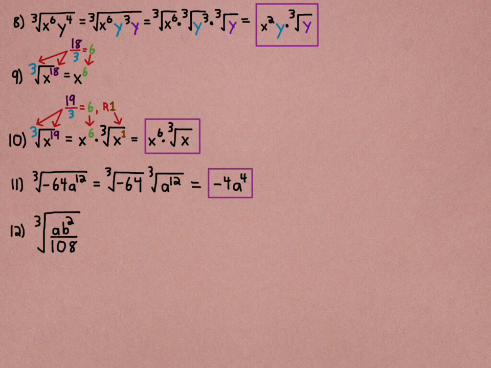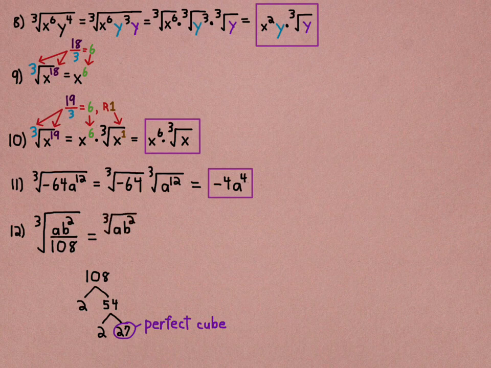Okay, so cube root of ab squared over 108. 108, I have to figure out if there's any perfect cubes in there. So I just use this little tree factoring thing that some of you might have seen before. So 108 is 2 times 54, and 54 is 2 times 27, and I notice 27 is a perfect cube, which is what I'm looking for. It's a cube root. So what I want is 4 times 27. Right, perfect cube there. So I get cube root of ab squared over the cube root of 27 times 4.